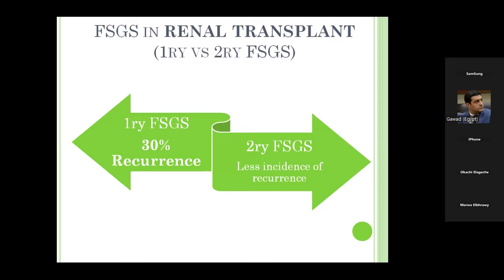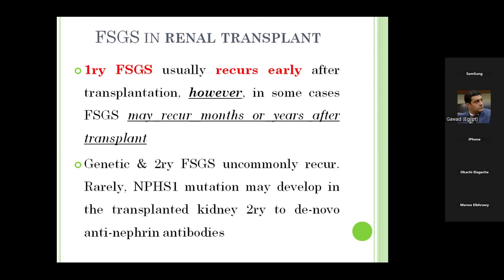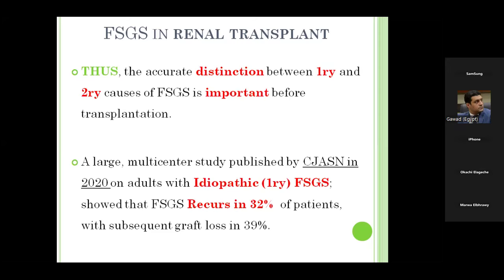Primary versus secondary focal segmental, regarding the rate or percentage of recurrence. Primary focal segmental glomerulosclerosis recurs more than secondary. That's why we need to diagnose it for these patients before they go to renal transplant. Usually, primary recurs after transplantation. However, it may recur after months or years after transplantation, while secondary and genetic uncommonly recur. Thus, accurate distinction between them is very important.